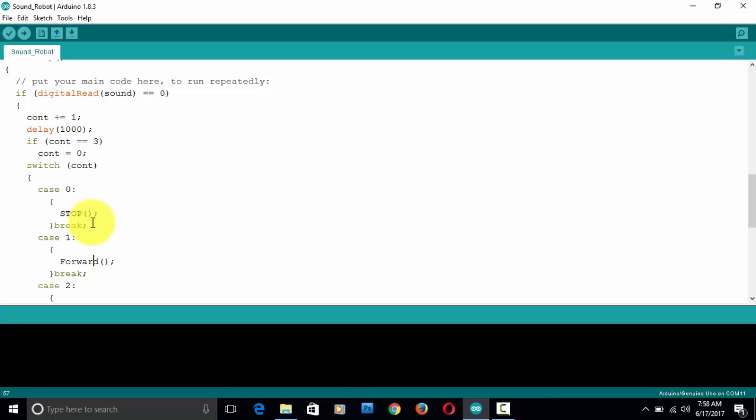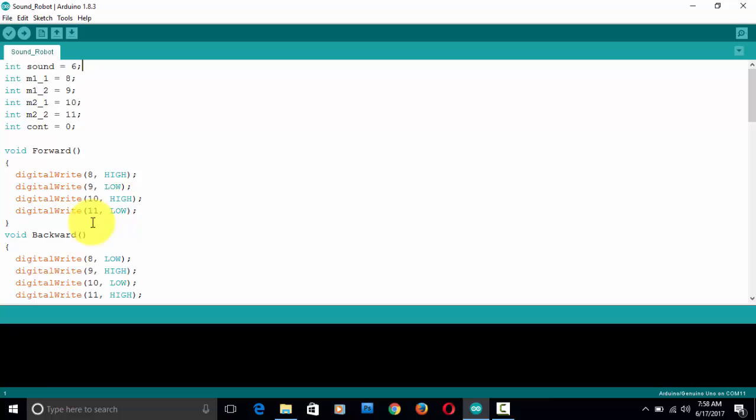If it is equal to 1, if somebody claps, you will see in my next video, then it moves forward. What is the forward condition I have written here? Digital write, the 8th pin will be high and the 10th pin will be high. It means I am making my motor's first connection high and my 10th connection high, so that it moves forward. You can see in my H bridge, it is connected in such a manner.